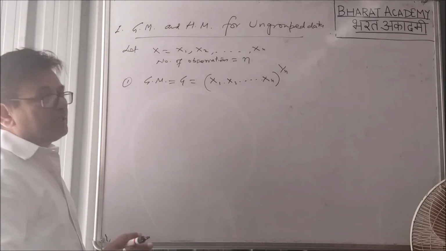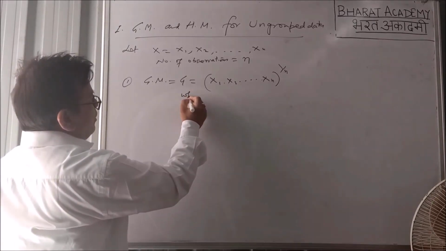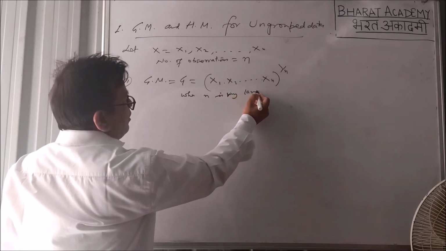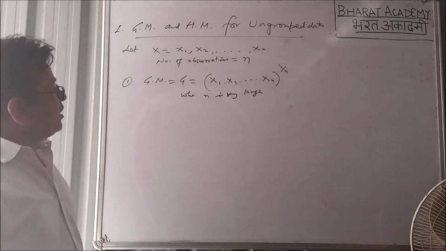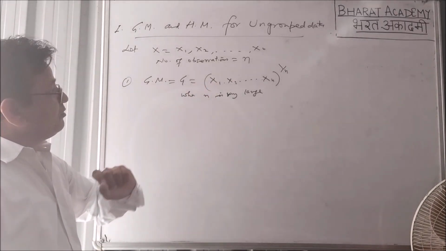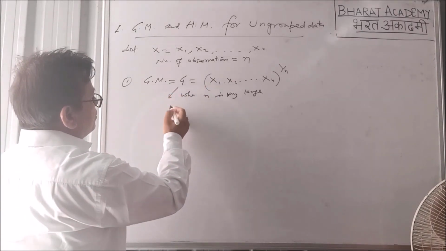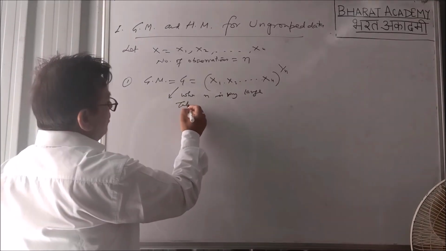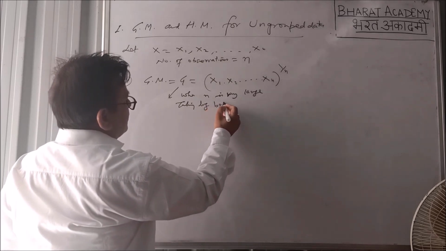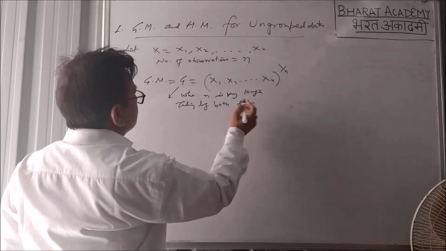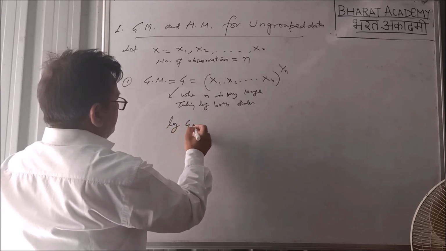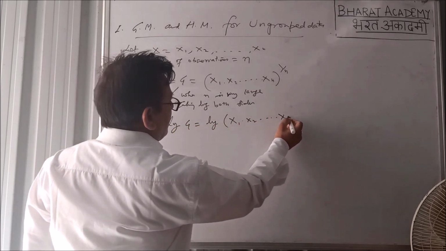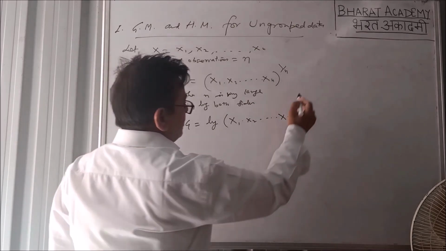n. But when n is very large, it's very tedious to find geometric mean by this method. For this we take log on both sides. Taking log both sides, log G equal to log x1 into x2 up to xn whole to the power 1 upon n.